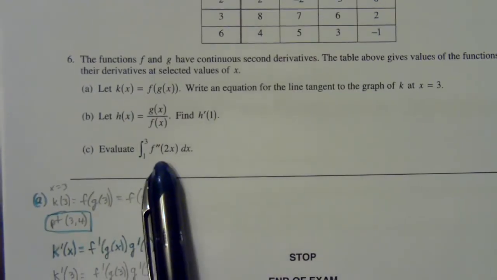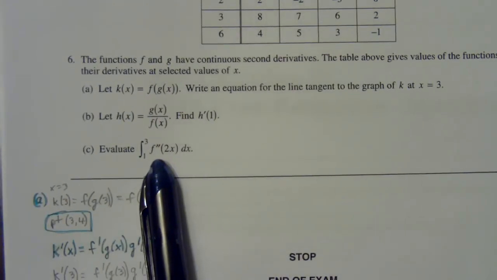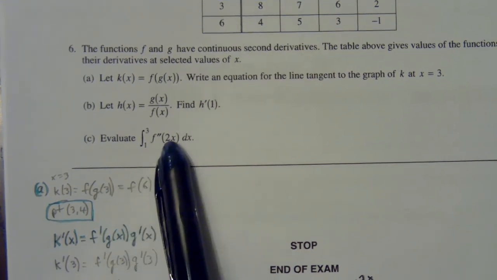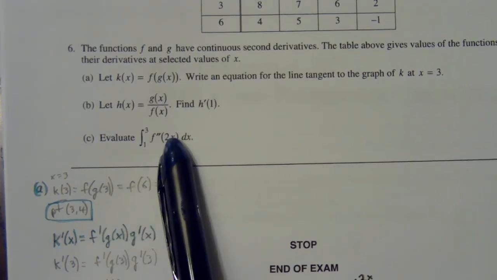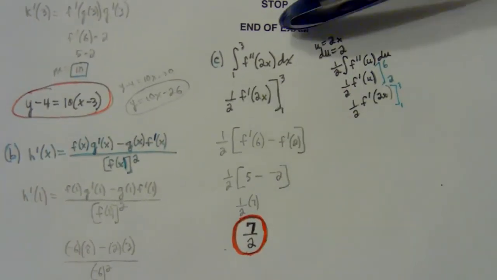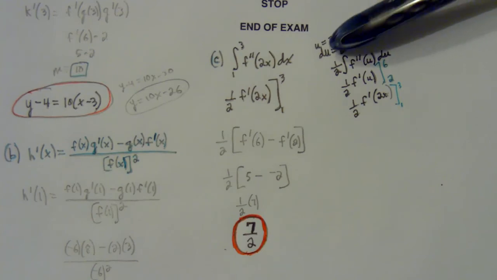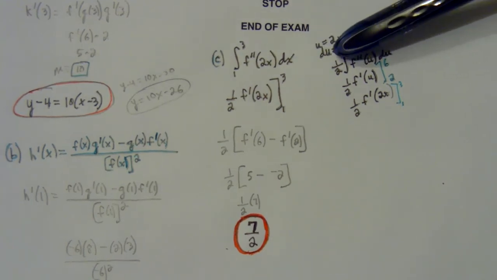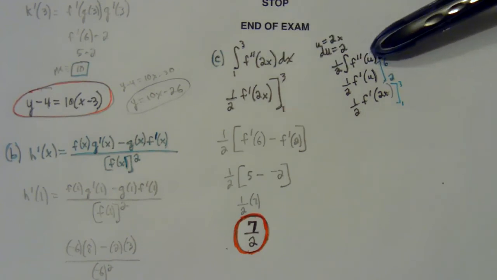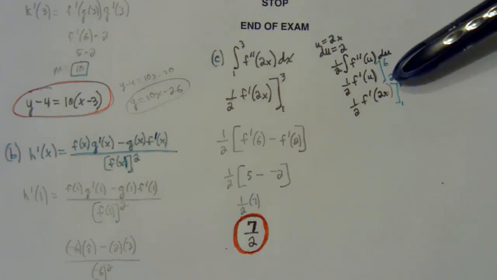And then letter C, you're integrating f double prime. So I think we know right away when we integrate f double prime, that's going to give us the first derivative. But see, you got that 2x right there. So we're going to do a u-du. When I integrate f double prime, I let the u be that 2x, and then the du is equal to 2. So then I balance that 2 with the 1/2, and then what I'm left with is f double prime of u du. And then ignore this 2 and the 6.